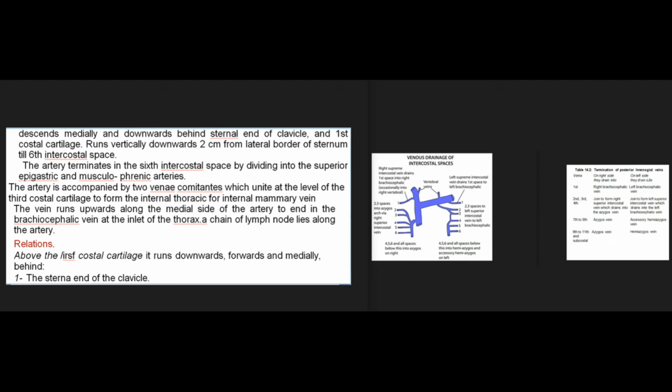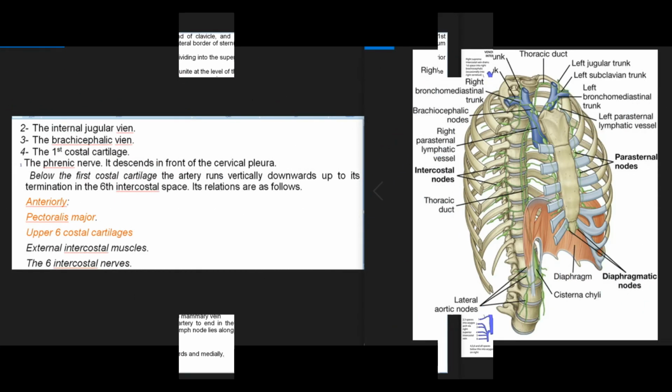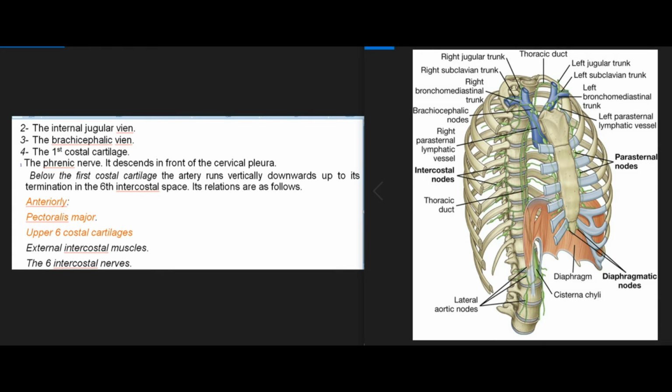Relations. Above the first costal cartilage it runs downwards, forwards, and medially. Behind: 1. The sternal end of the clavicle. 2. The internal jugular vein. 3. The brachiocephalic vein. 4. The first costal cartilage. In front: the phrenic nerve. It descends in front of the cervical pleura.